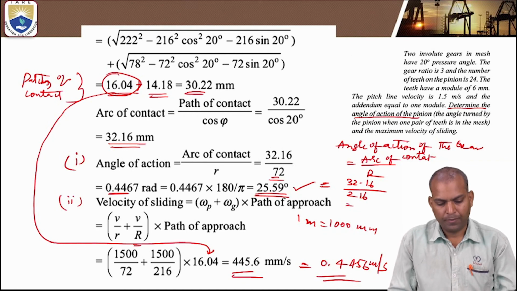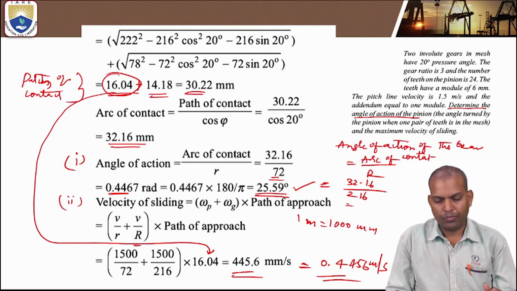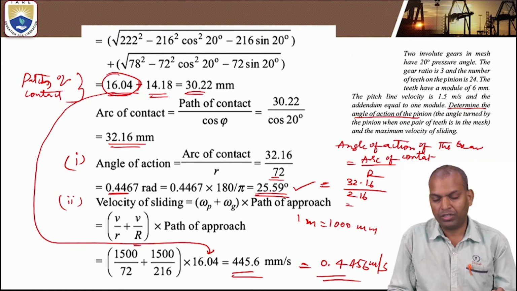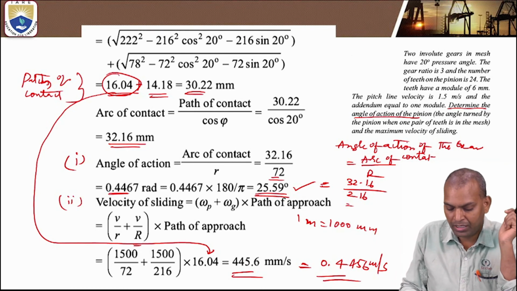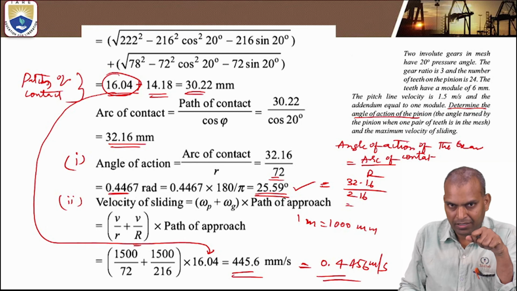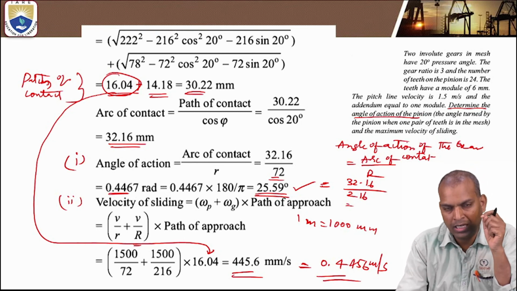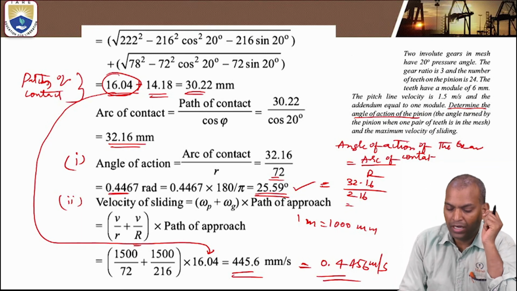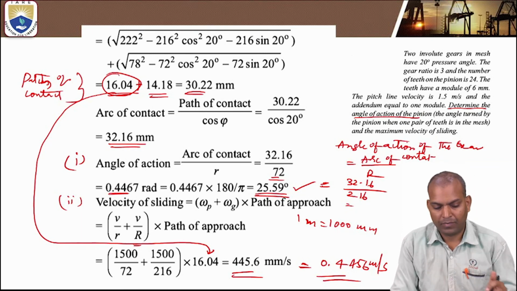This is the problem. This is model number 2. Here it is. So we solve the problem of this: what is the angle of action of the pinion and the angle of action of the gear, even though the object was given only the angle of action of the pinion and the maximum velocity of sliding.